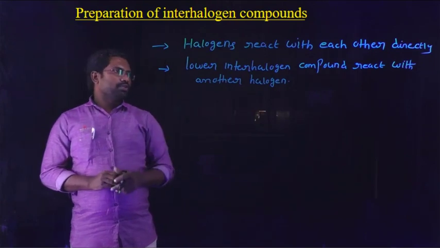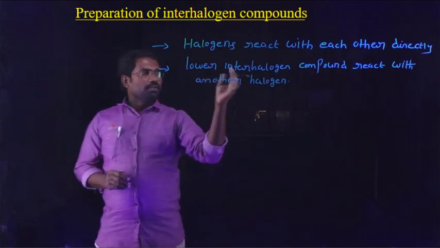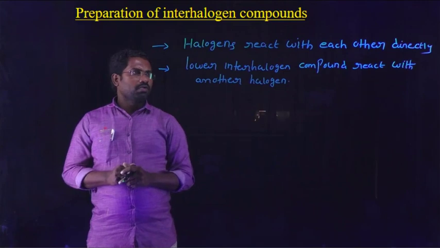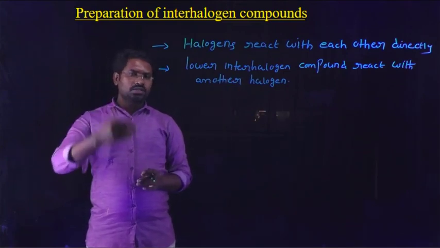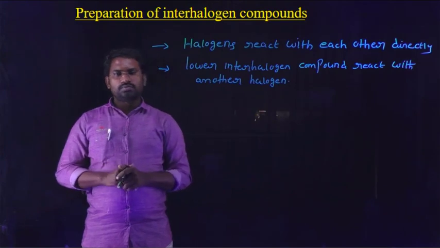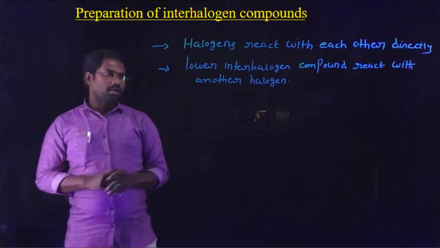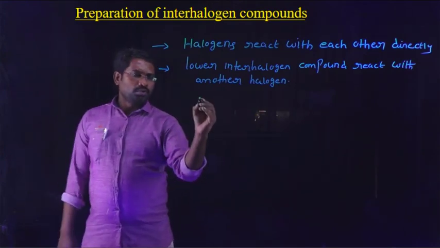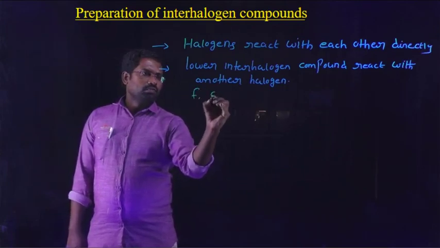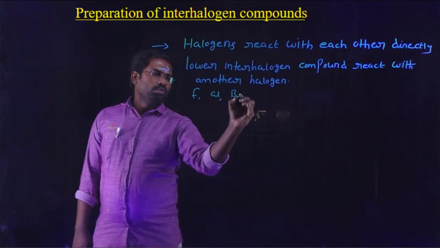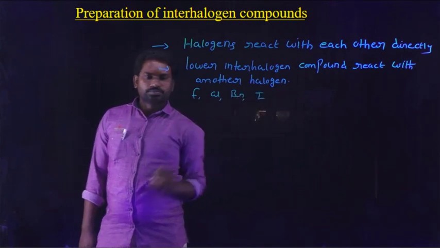So what are they? First one, halogens react with each other directly, and second one, a lower interhalogen compound reacts with another halogen. It is also able to form interhalogen compounds. So for example, what are the halogens? Fluorine, chlorine, bromine, and iodine.